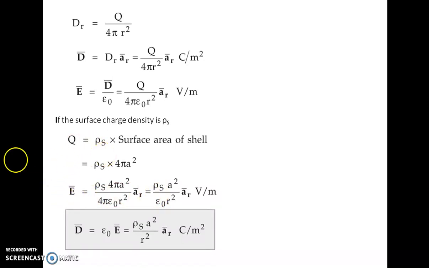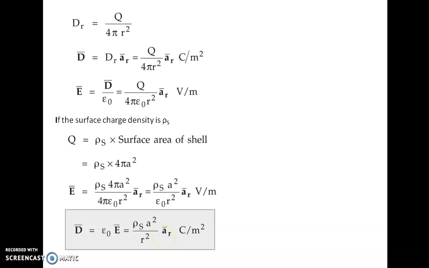So I can write the expression for D as D is equal to epsilon naught E. E is rho s by a square into r square into epsilon naught. So epsilon naught gets cancelled. So finally I will get rho s into a square divided by r square into a r cap coulomb per meter square. This is the expression for electric flux density when the point lies outside of the spherical shell.